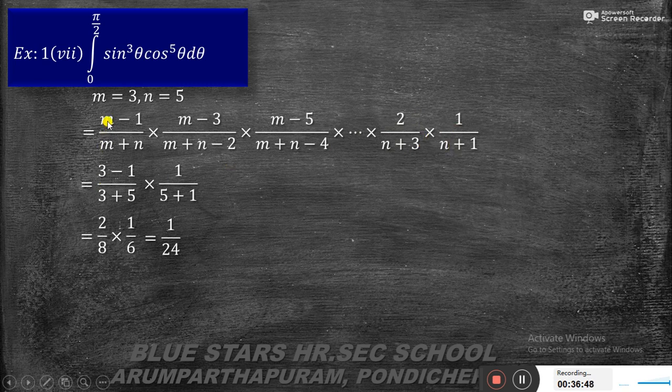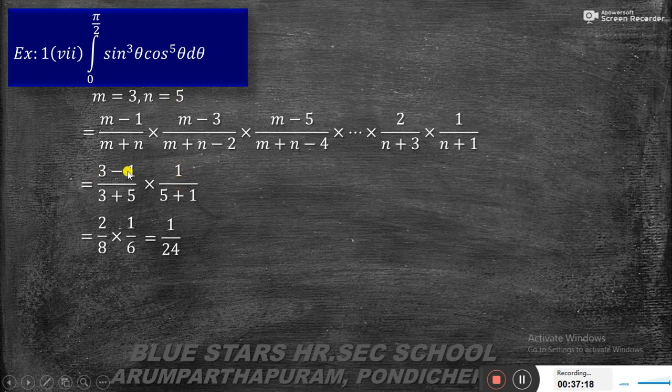So here m equal to 3, n equal to 5. 3 minus 1 by 3 plus 5 into, you substitute, after that 3 minus 3 is 0. So we stop up to this 3 minus 1 by 3 plus 5. Next 2 by n plus 3, n value is 5, 5 plus 3. Here you write 1 by n plus 1, so n value is 5. So 1 by 5 plus 1 will come.